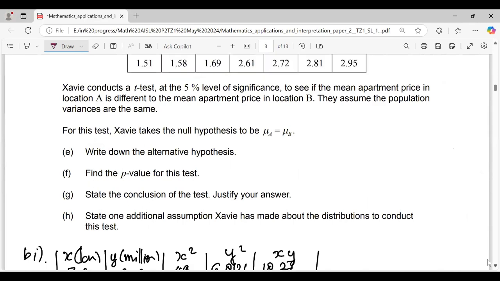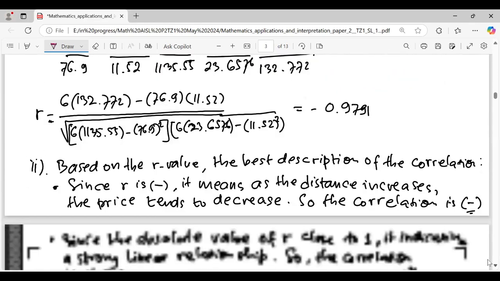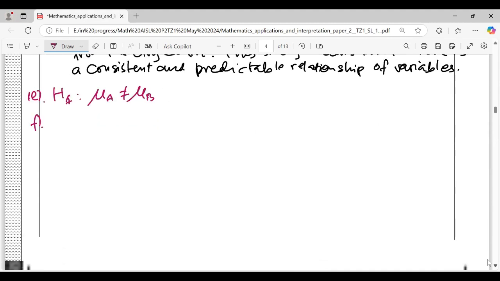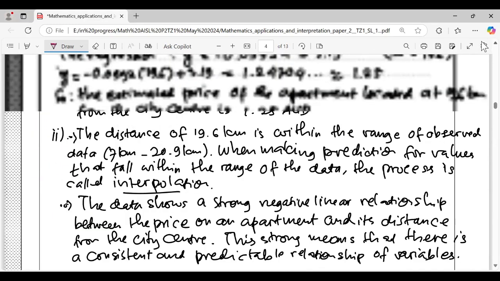Find the p-value for this test. Right. The first step, you need to find the mean A. How to find mean A? Look at the data in the table.